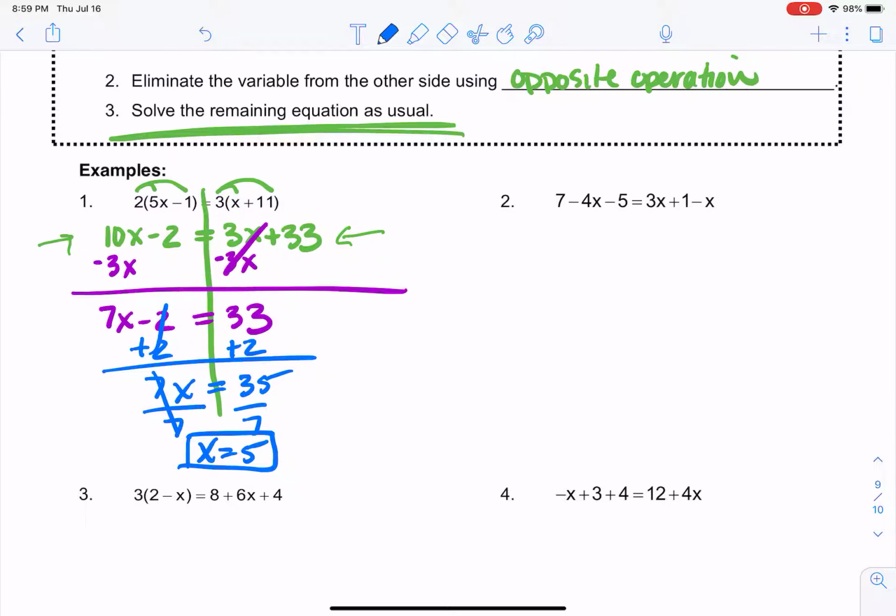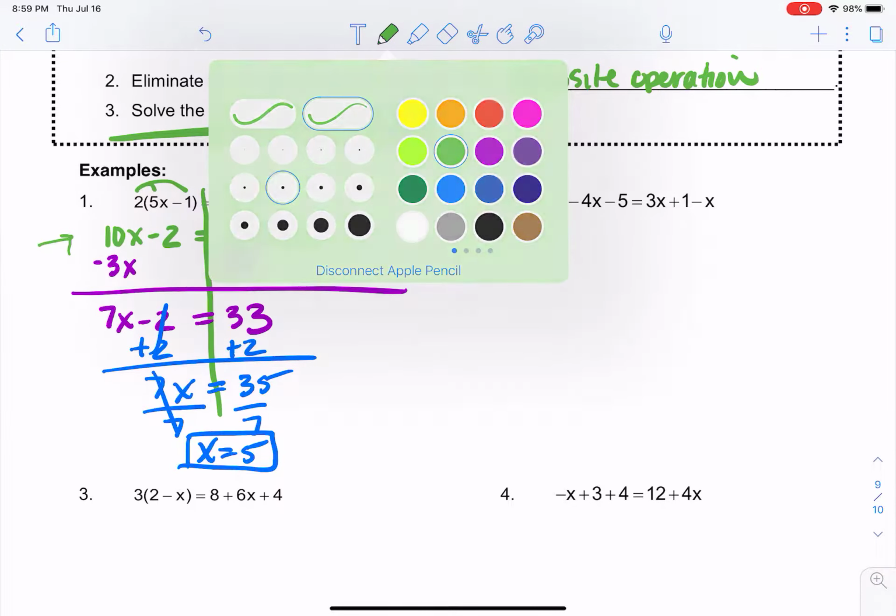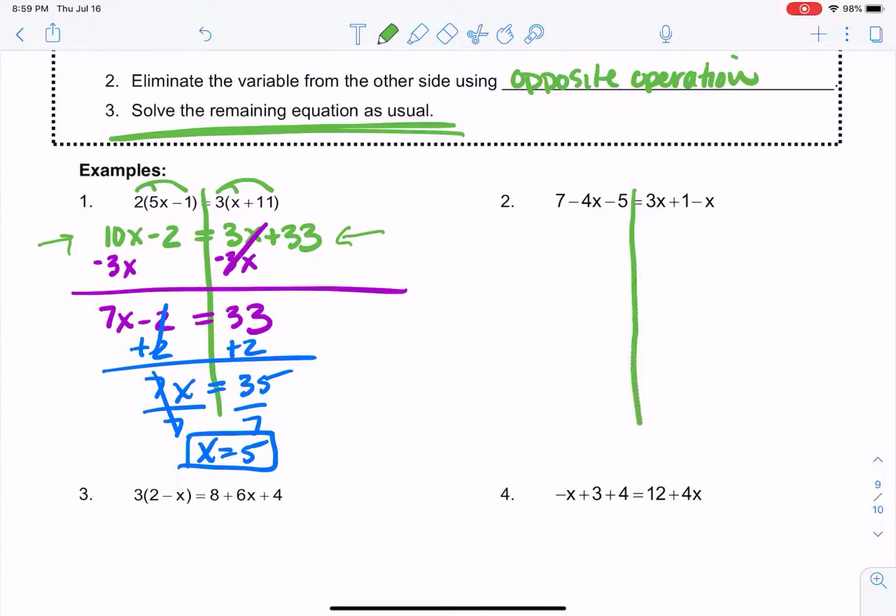Here's an example where I have some like terms that I need to simplify first. I see no parentheses, no distributive property, but if I look on just this side of the equation, I do see some like terms. I have a 7 and I have a negative 5. So I'm going to combine those to kind of shorten this side of the equation. So I have negative 4x and then 7 minus 5 is positive 2.